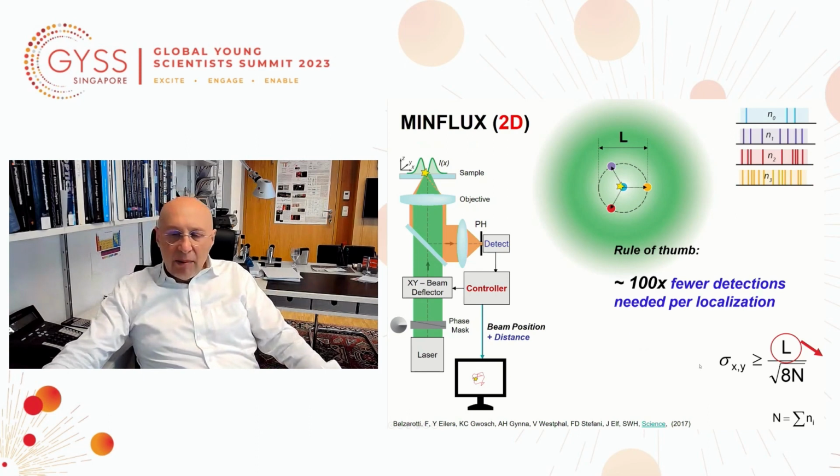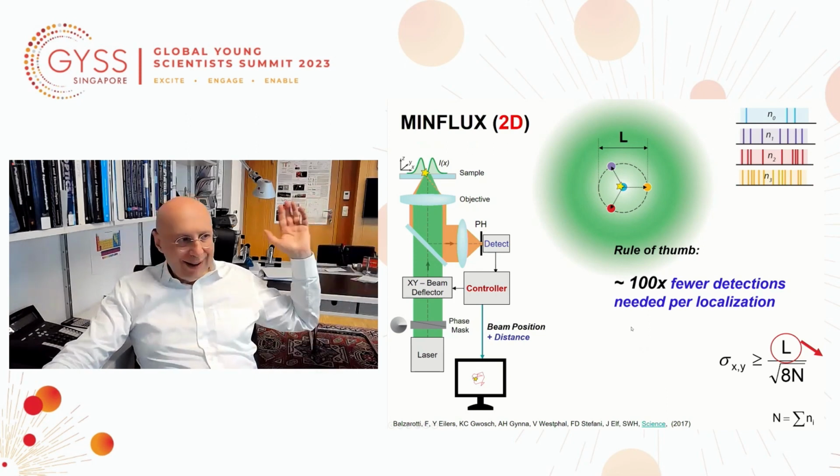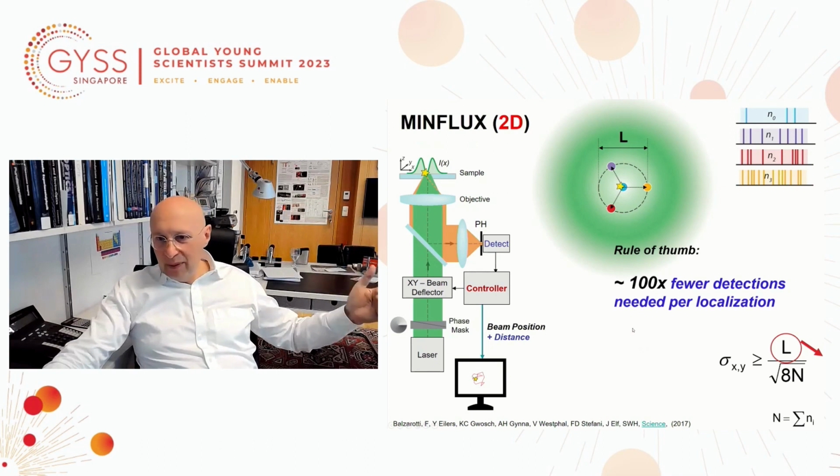As a rule of thumb, this method of localizing molecules needs 100 times fewer photons in practice as compared to a standard localization modality, which is used throughout the world in thousands of labs. So I'm arguing they do it the wrong way when it comes to finding out the position of the molecule.